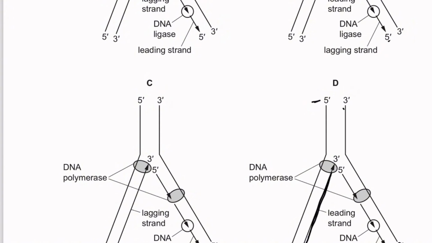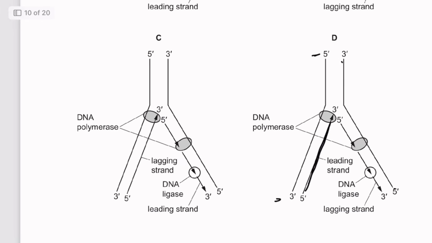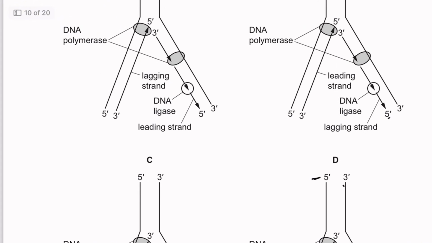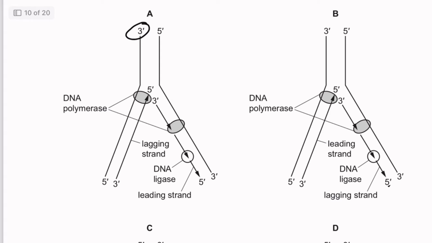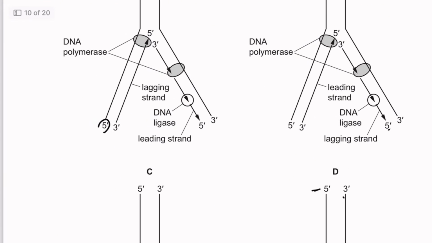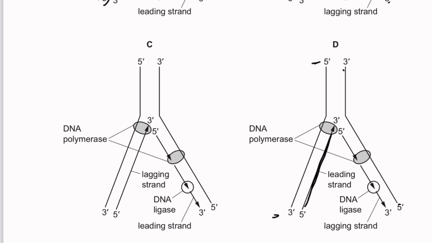Now here, the difference between D and C: we eliminated A and B because they started with 3' and went in the 3' to 5' direction. And so the DNA polymerase does not work that way. It should go from the 5' to 3', and this should be the leading strand. Now here he's labeled it as lagging strand, so this is wrong, and therefore the answer should be D.